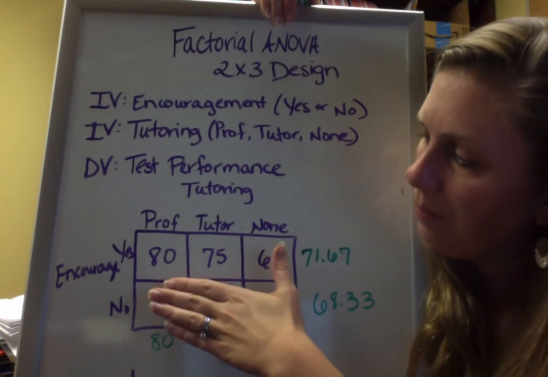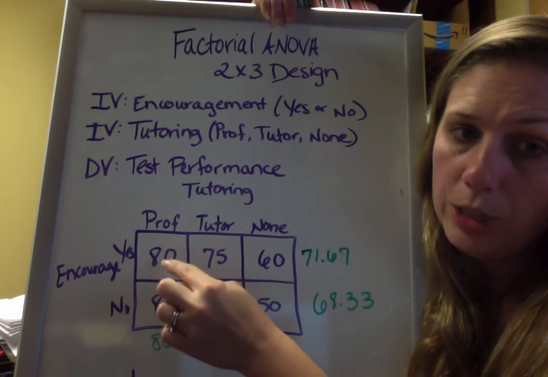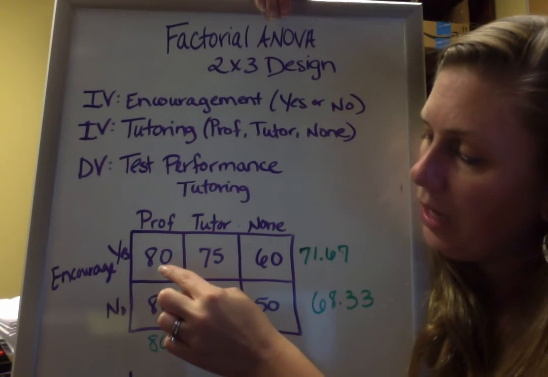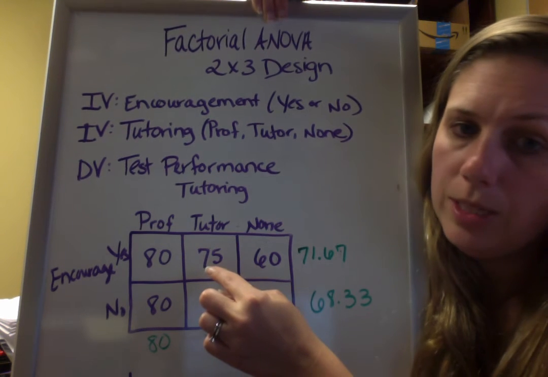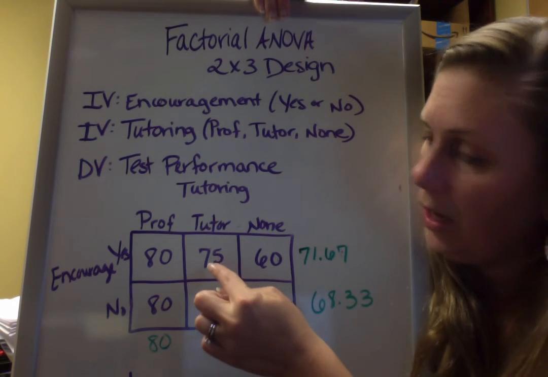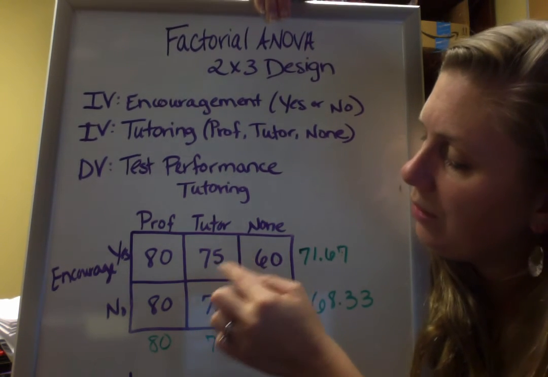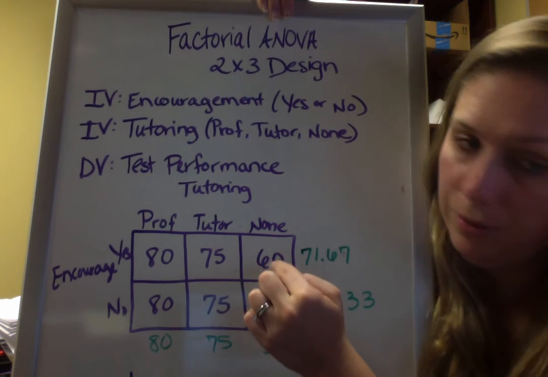So here, when we're looking at just the top row, we have an 80 going to a 75. So we go down by 5. And then going from a 75 to a 60, we go down by 15.